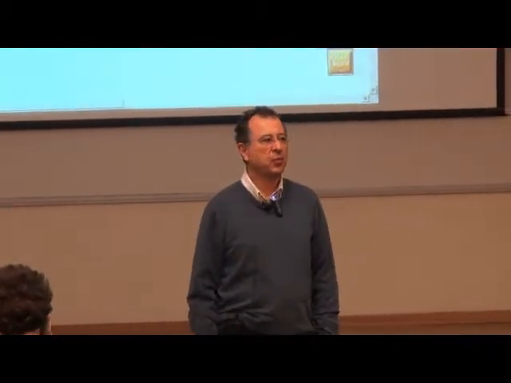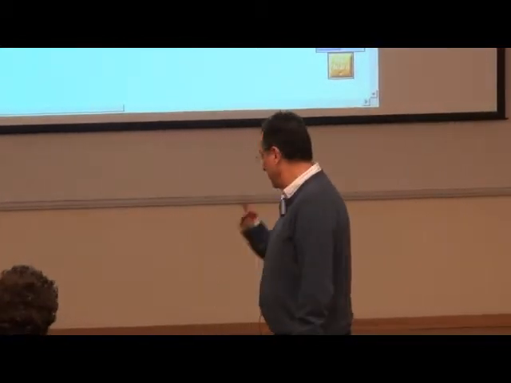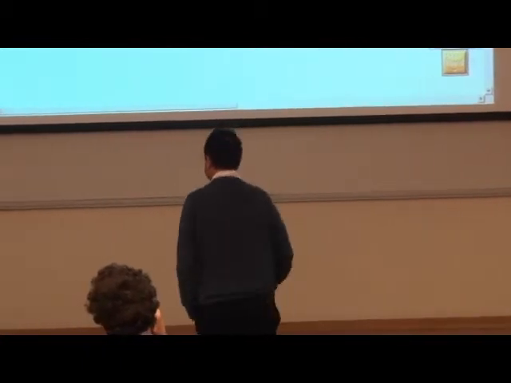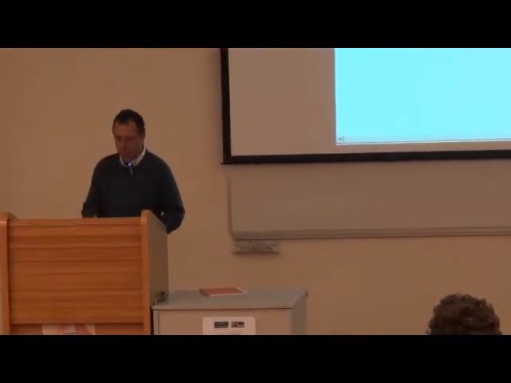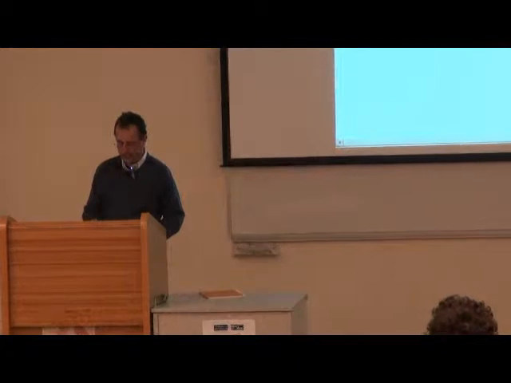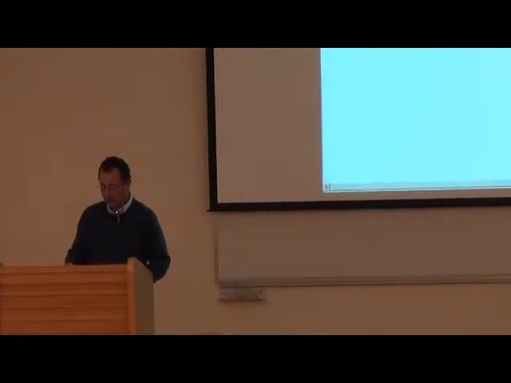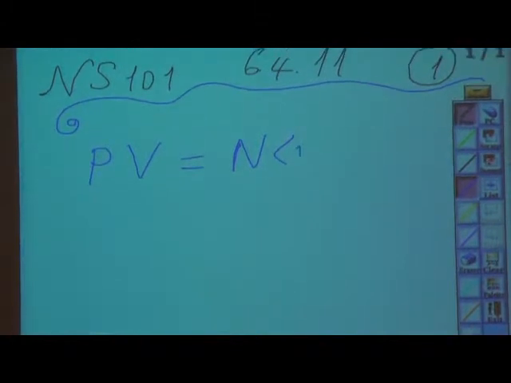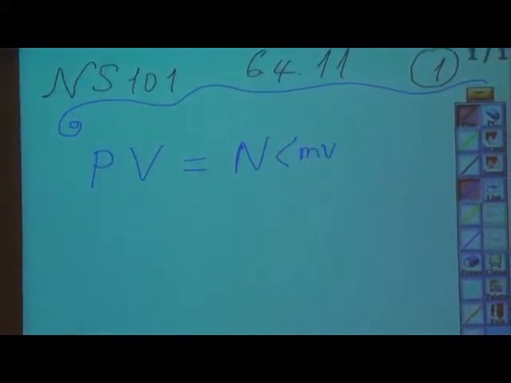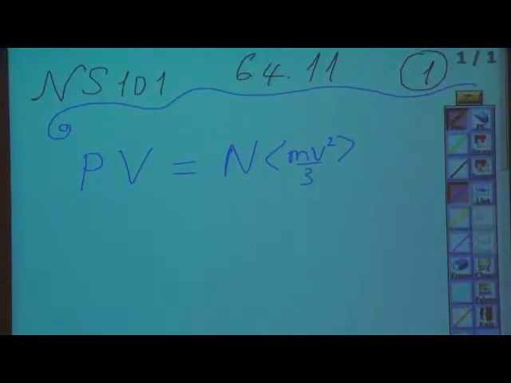I will wind up the discussion of the ideal gas. There's just something very brief I want to go over. Okay. We wrote the last time that pressure times volume, we derived, was equal to N times the average value of m v squared over 3, from Newton's laws.